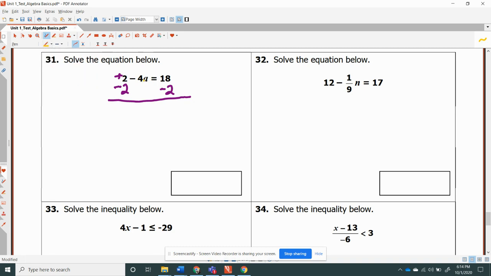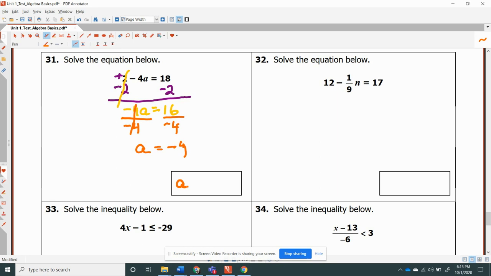Color, here we go. Negative 2 and positive 2 cancel. Negative 4a equals 16. And now we need to divide everything by negative 4. It's not an inequality, it's just an equation, so we don't have to do any weird flipping or anything like that. Negative 4 over negative 4 cancels. It equals 1. A equals 16 divided by negative 4 is negative 4.